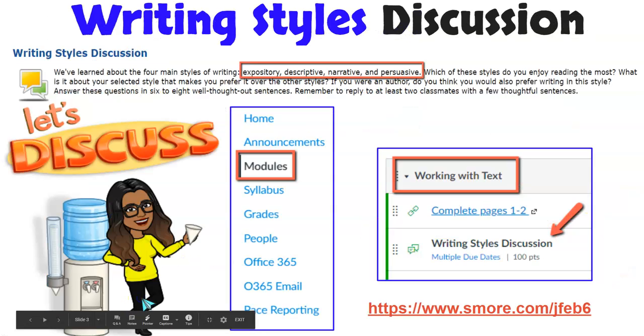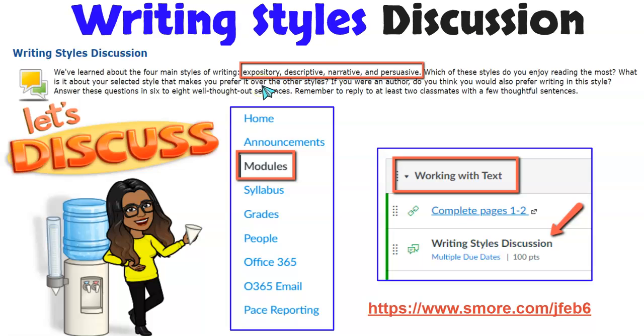Let's take a look at the writing styles discussion. It says, we've learned about the 4 main styles of writing. So you should have learned about exploratory, descriptive, narrative, and persuasive writing. Which of these styles do you enjoy the most? So with this discussion, I want you to tell me which one of the 4 styles you enjoy the most. Also tell me, what is it about your selected style that makes you prefer it over the other styles? If you were an author, do you think you would also prefer writing in this style?